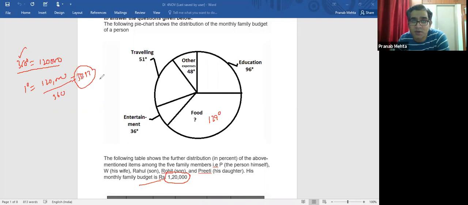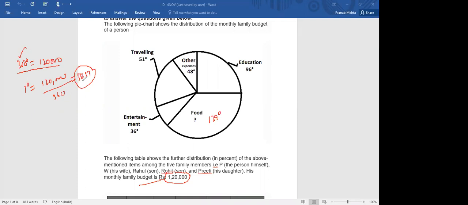If you have any doubt, please tell me, dear. You have understood this calculation, all of you? 120 by 360 will represent 333.33. Yes, sir.